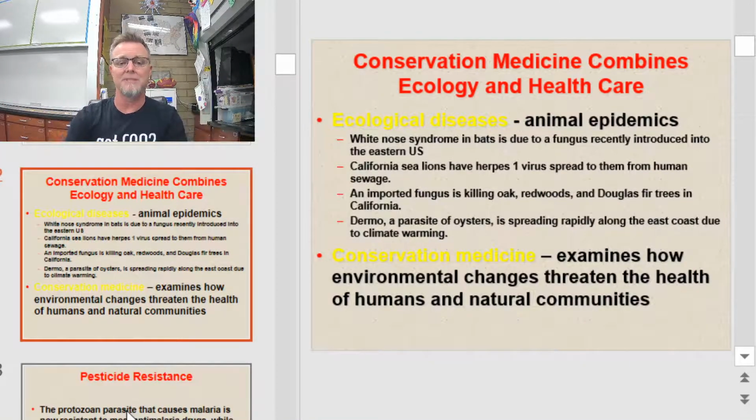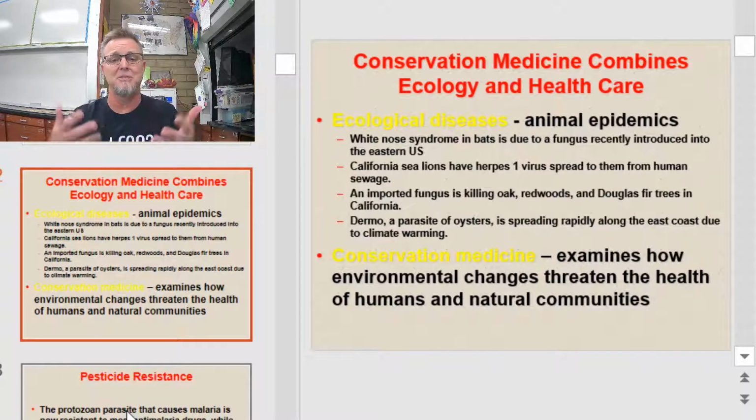There are ecological disasters like animal epidemics. One thing that showed up on an AP test not long ago was the white nose syndrome in bats, where a fungus that was introduced to the eastern United States eradicated bat populations, and the poor creatures had no resistance to it whatsoever. California sea lions, believe it or not, can carry herpes one virus and spread that in their populations. They pick it up from human sewage.